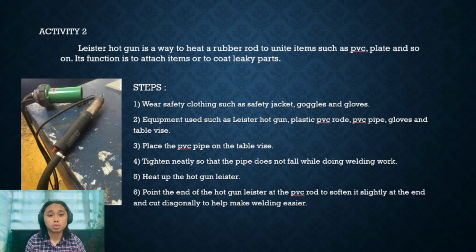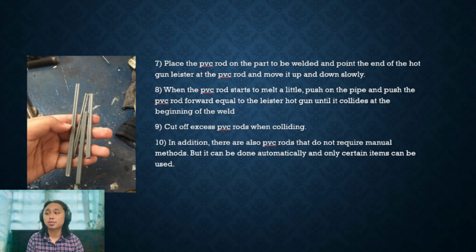Next, we need to heat up the hot gun. Number 6, point the end of the hot gun at the PVC rod to soften it slightly at the end and cut it diagonally to make welding easier. Next, number 7, place the PVC rod to be welded and point the end of the hot gun at the PVC rod and move it up and down slowly.